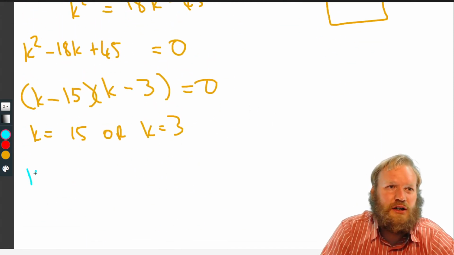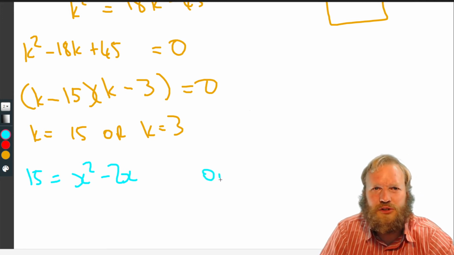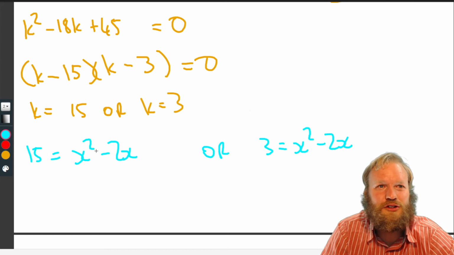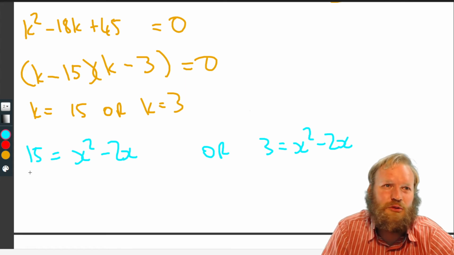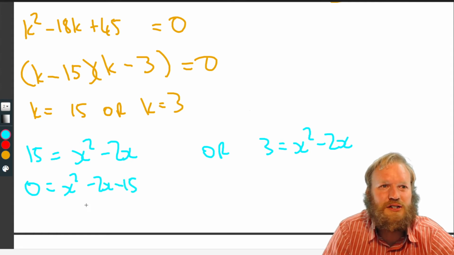So in other words, k equals, what do we say? x squared minus 2x. Or there was a second option. Or k equals x squared minus 2x. Okay, so now we've got a whole lot of work. What do we need to do in this equation here? We want to say one side equals 0. So x squared minus 2x, and let's subtract 15 from each side.